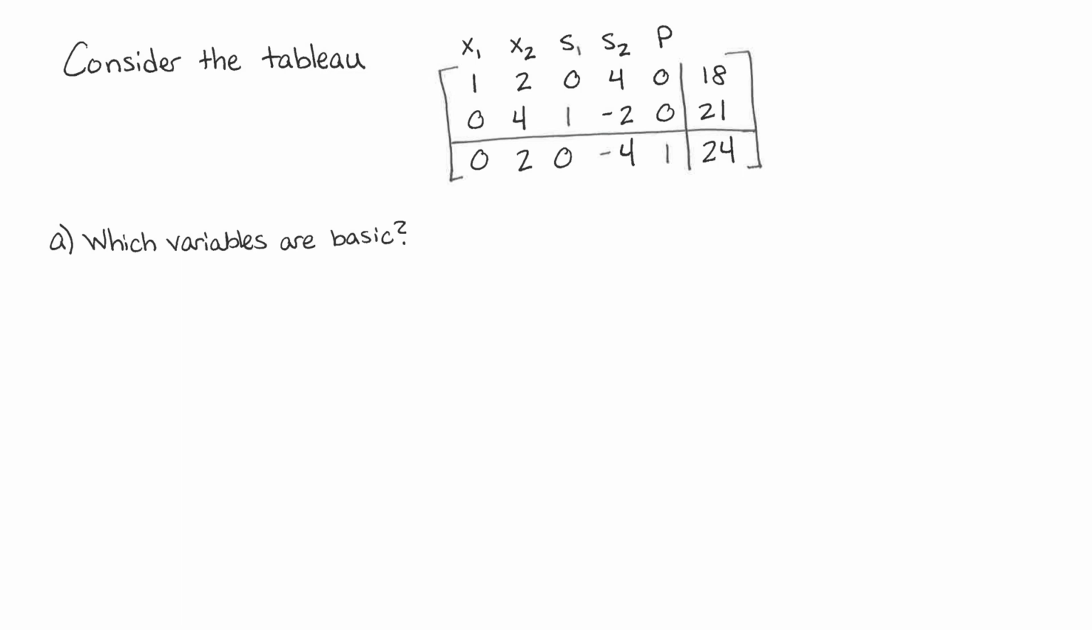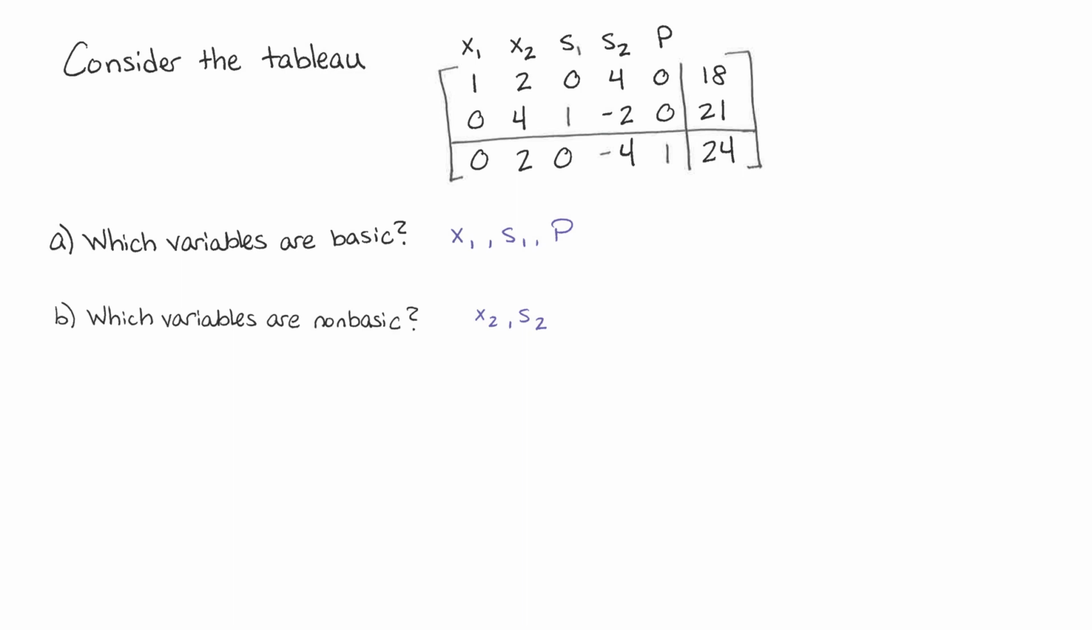Another column that has all zeros except for one number is s1: 0, 1, 0. And the only other one is P: 0, 0, 1. So those are the basic variables, x1, s1, and P. So all other variables are non-basic. So the answer to B, which variables are non-basic, would be x2 and s2.